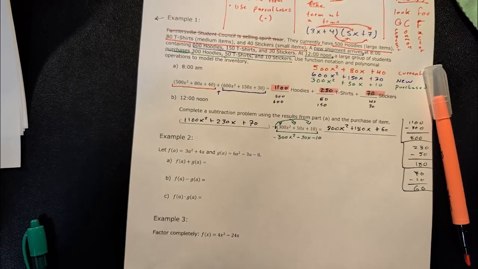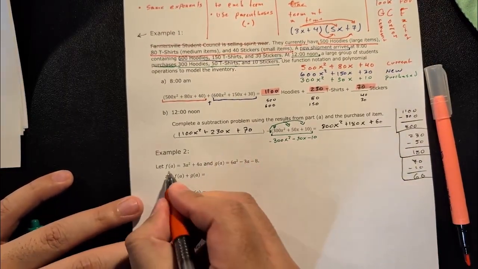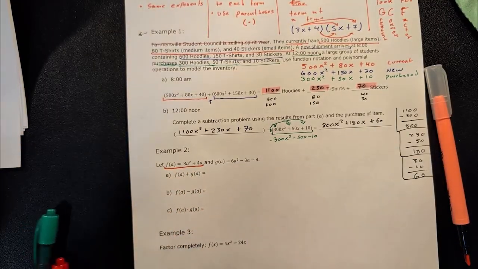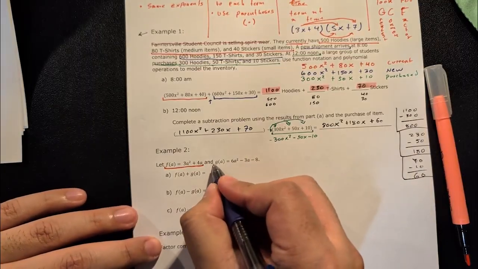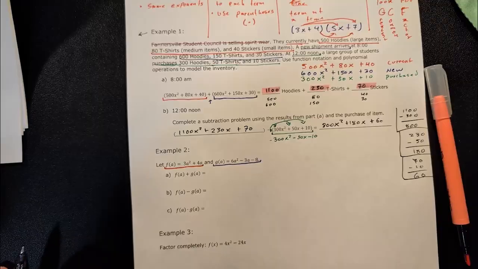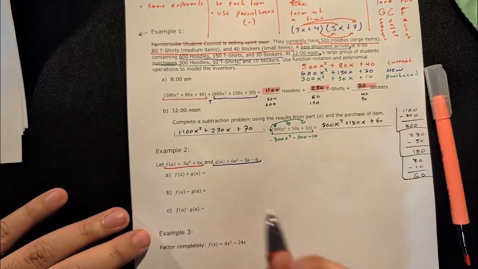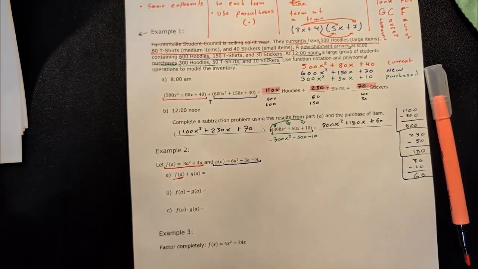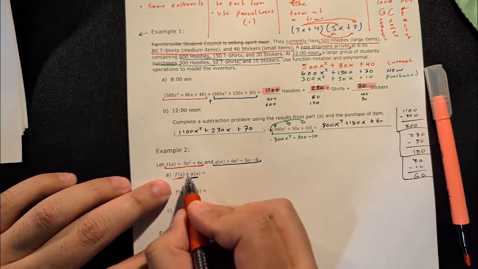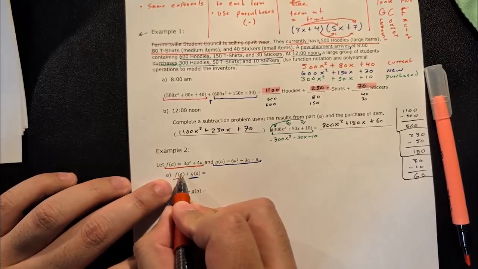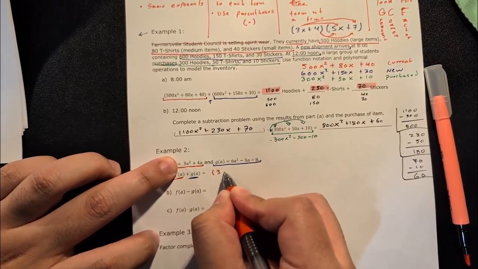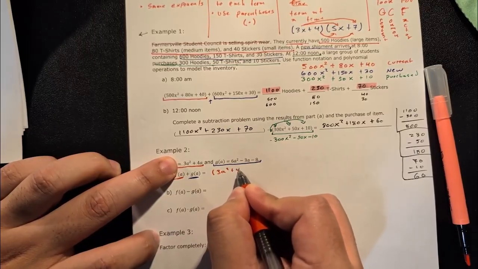So here, I'm gonna write, whenever I see f of a, I'm gonna write it in red, and when I write g of a, I'm gonna write it in blue. Okay, so number 2a, we're doing f of a plus g of a. So I'm gonna rewrite this, but instead of f of a, I'm gonna write what f of a is equal to. So this is going to be 3a squared plus 4a.